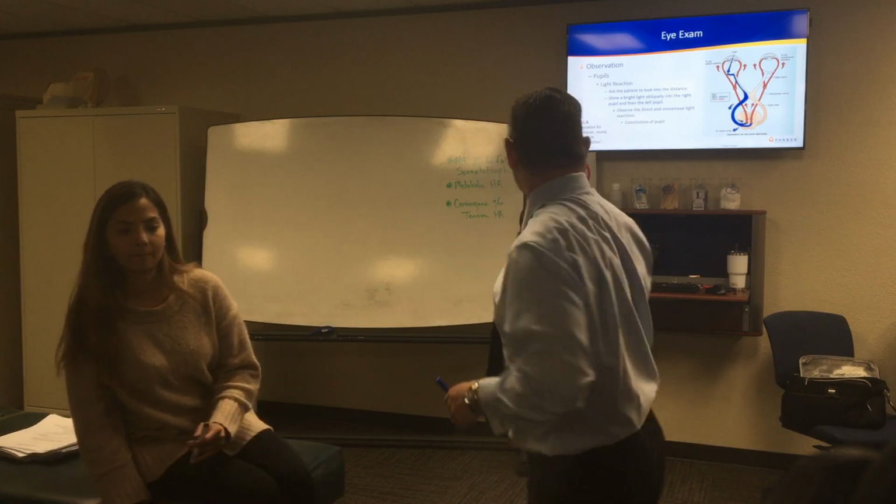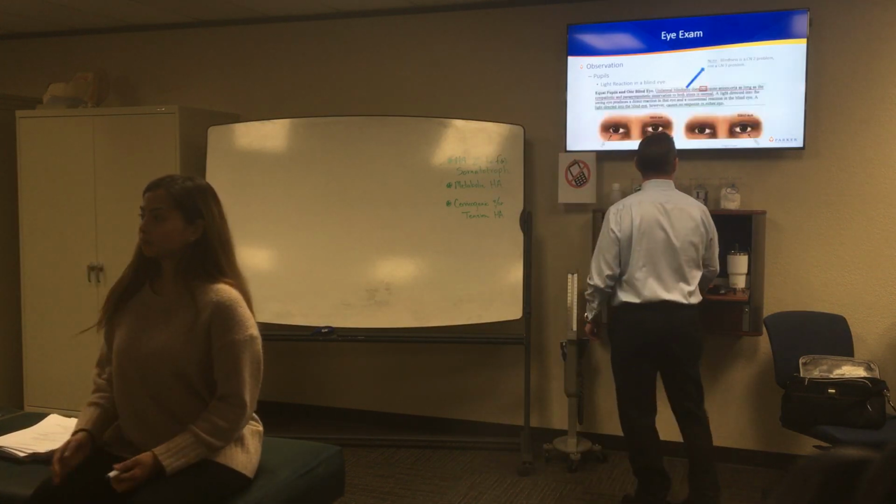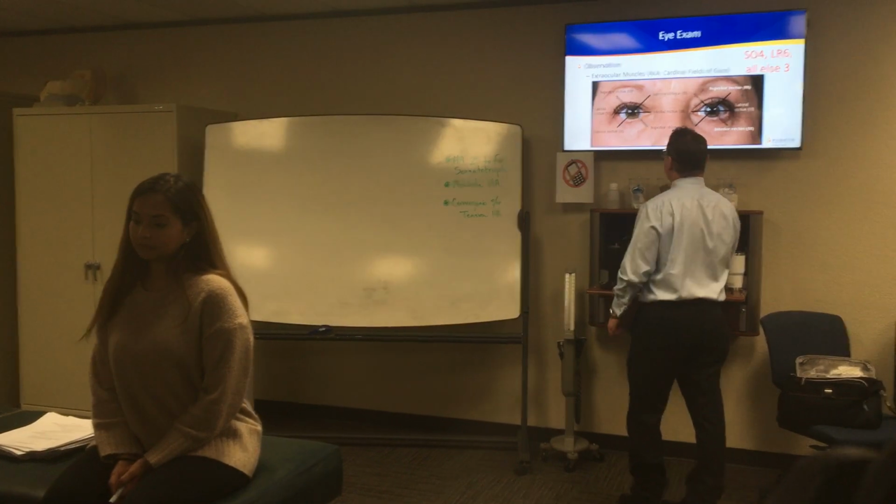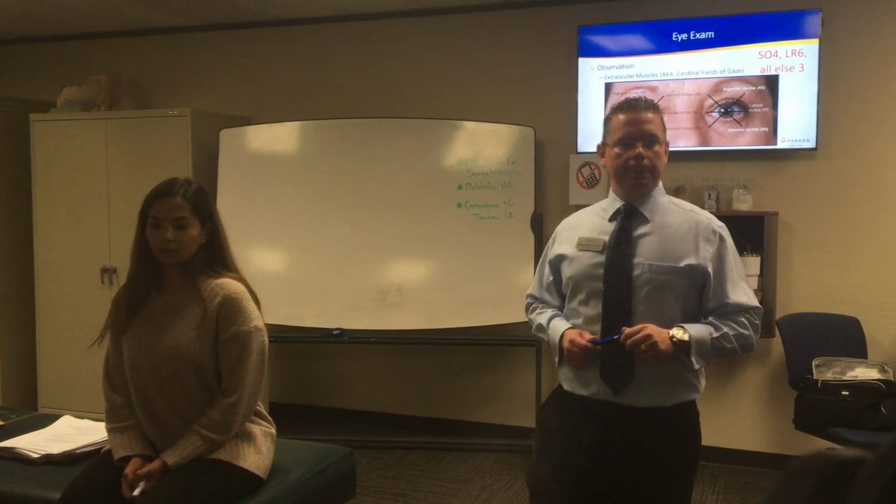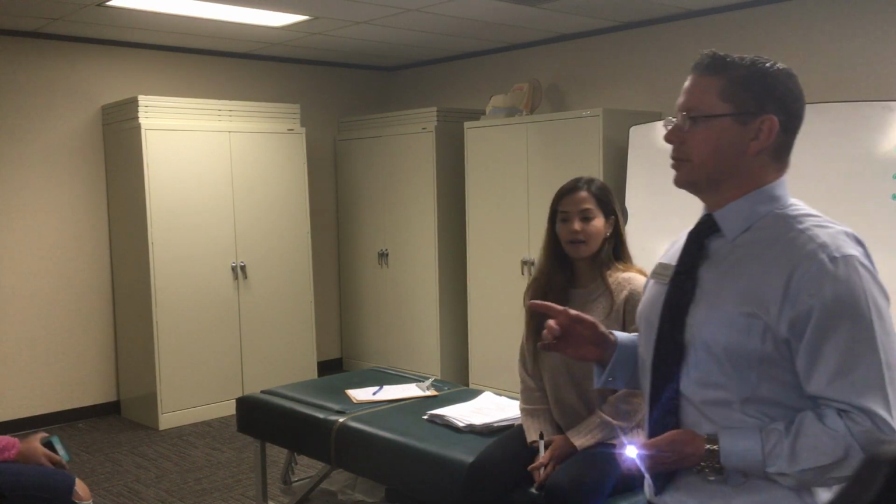So if you focus that way, or look that way for me. Now, when we test cardinal fields of gaze, what are we testing? Extraocular muscles. How many of those are we testing? 6. How many is all of them? 6, right? So there's 6 extraocular muscles. What are they? Lateral rectus, medial rectus. Superior and inferior rectus, good. Superior and inferior oblique.